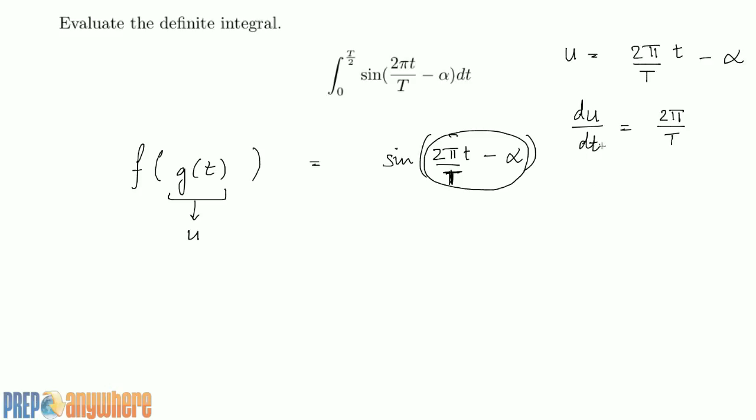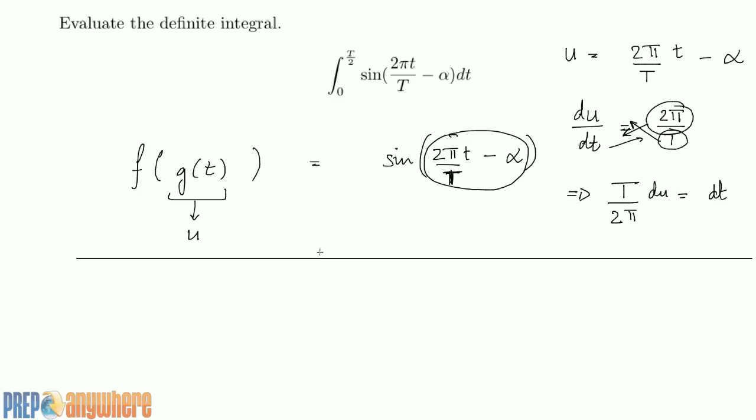Now, we want dt isolated, and so I'm going to cross multiply that up here, and I'm going to take the 2 pi down here. Capital T goes up there through cross multiplication. The result is that we have T times du divided by 2 pi is equal to dt. Now that we have our replacement, we can start making our substitution.